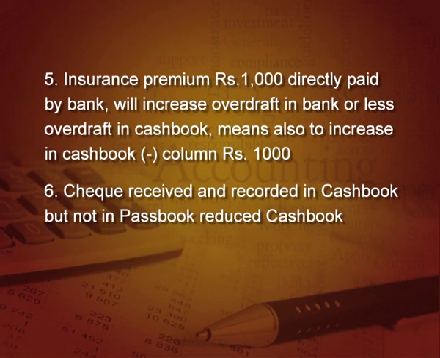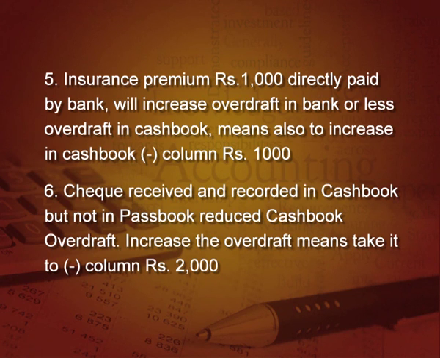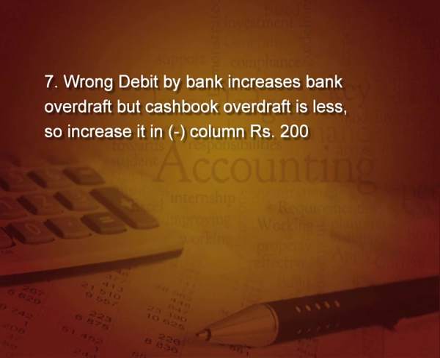Coming to point number 6, check received and recorded in cash book only, but not in passbook, has reduced the cash book overdraft. So now increase the overdraft, which means take it to the minus column again. Point number 7, wrong debit by bank will increase the bank overdraft in passbook, but cash book overdraft is less. So now increase, again go to the minus column 200.